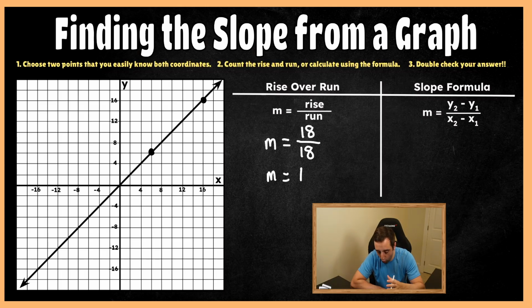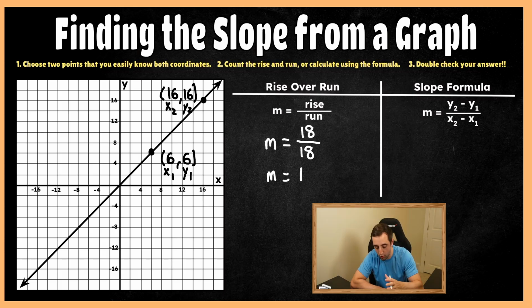And we need to write out what our ordered pairs are. For this point down here, it's going to be 6, comma 6. And then the other one is going to be 16, comma 16. For our slope formula, we need to label our x coordinates and our y coordinates. For 6, comma 6, we're going to say that this is x1 and the other 6 is y1. I'm just labeling it 1 and 1 because this is the first ordered pair that I picked. And then the other one I'm going to label as my second x coordinate and my second y coordinate, x2, y2.